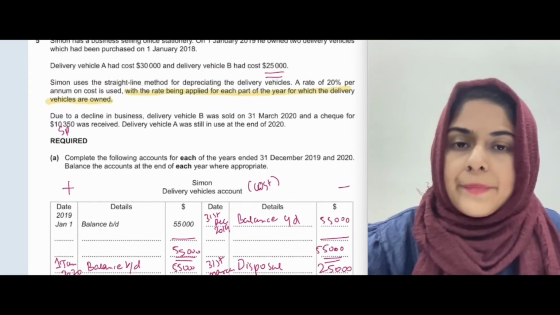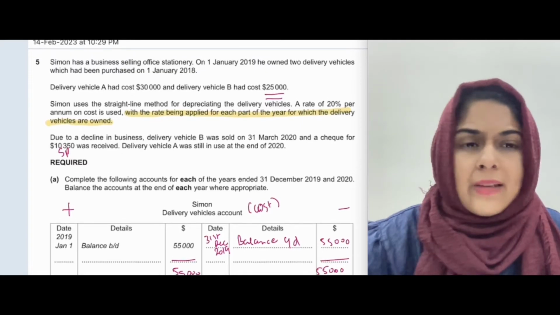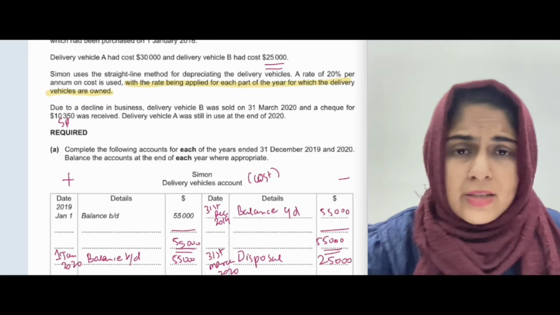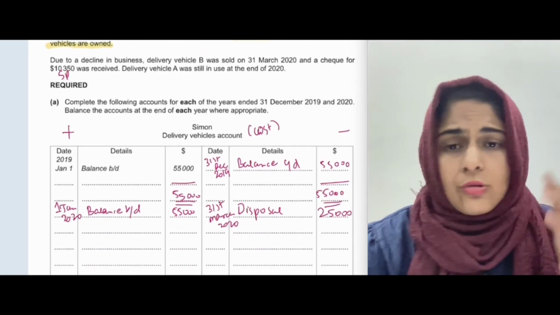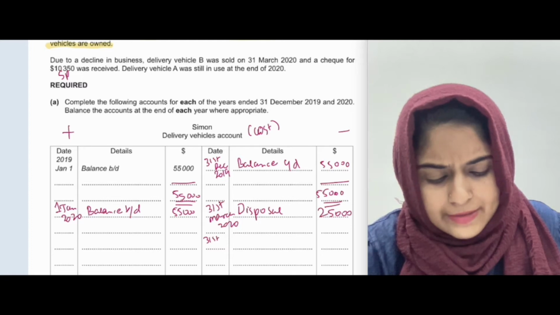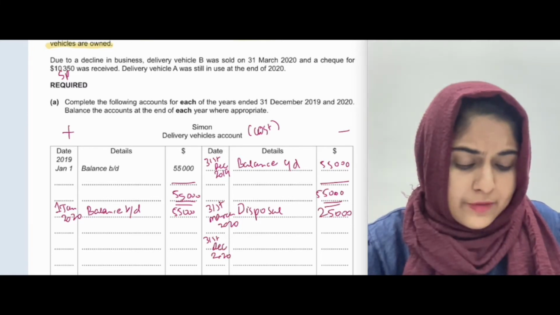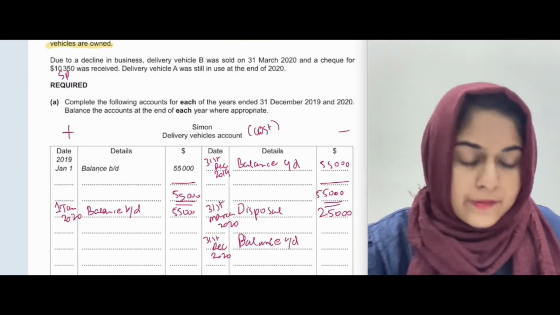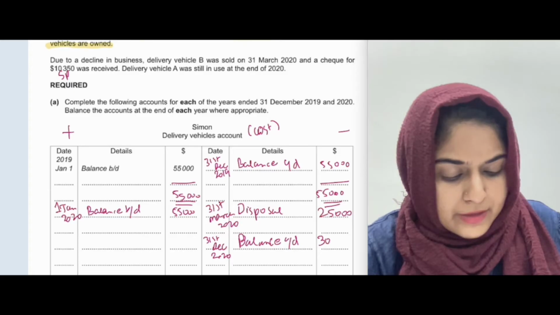So then they're telling you that we're not doing any transaction in the delivery vehicle. So there's और कोई बेच नहीं रहे और कोई ख़रीद नहीं रहे. तो हम इसका बैलेंस कैरी डाउन निकालेंगे. तो on 31st December we basically own one motor vehicle, that is delivery vehicle A. So I'll write balance carried down, and that will be 55,000 minus 25,000, that will give me 30,000.